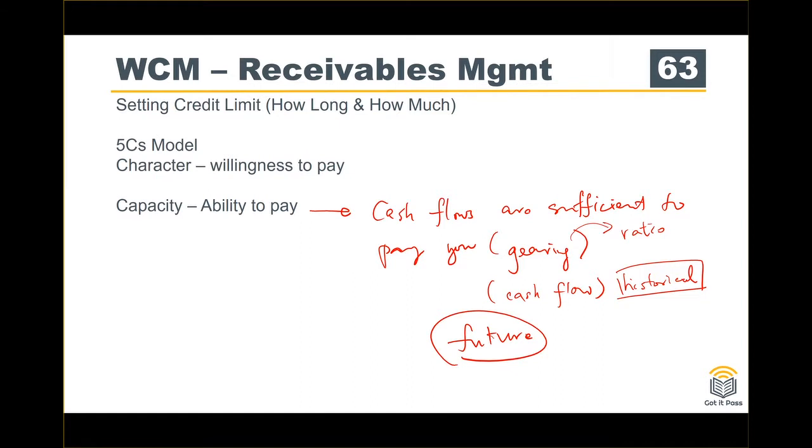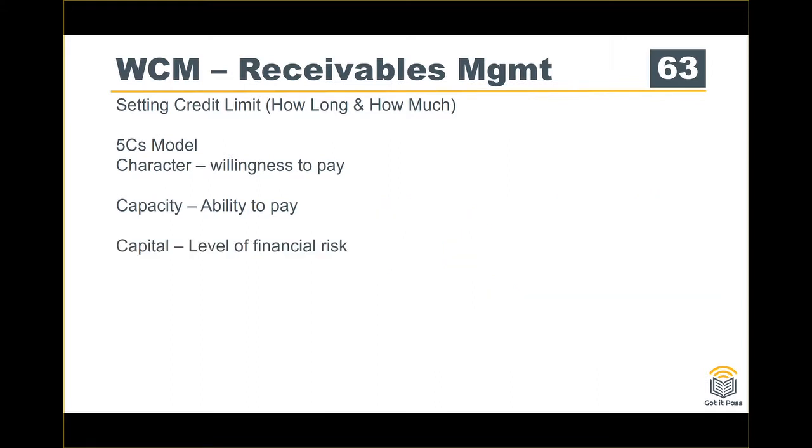The first part is about the ratios, historical. The other is about the future, the projection. And for the capital, the level of financial risk, as we shared with you, if a company has high gearing, we mentioned gearing, a ratio. Here, we focus on the gearing.